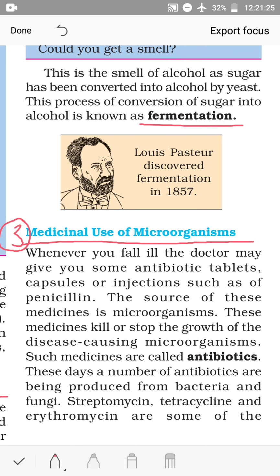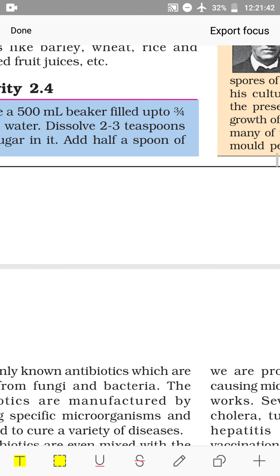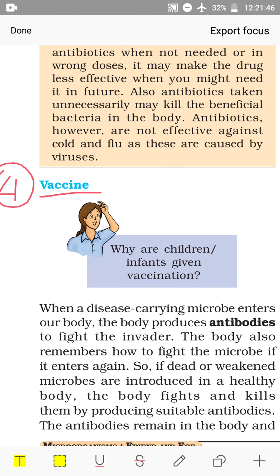Next, we discussed the medicinal use of microorganisms, making antibiotics from microorganisms like penicillin and erythromycin, the names of some antibiotics, and also the precautions we should take while taking antibiotics, right? Then we discussed vaccines. Vaccines are biological preparations used for vaccination, and what vaccination is and how it is done, this also we have discussed.